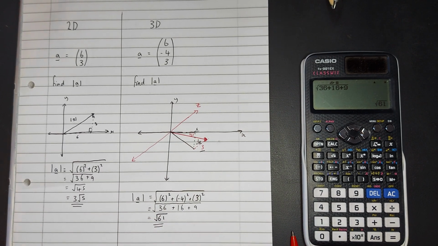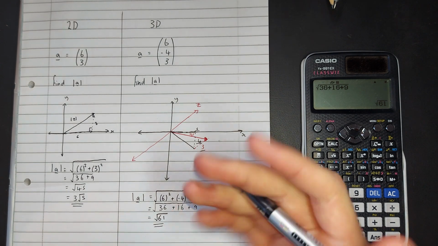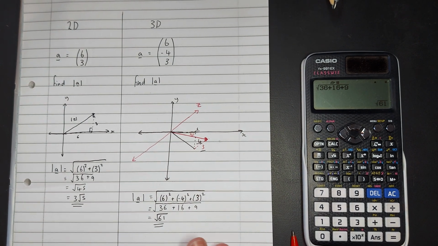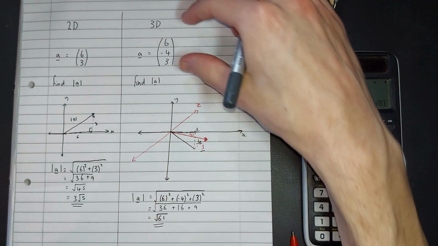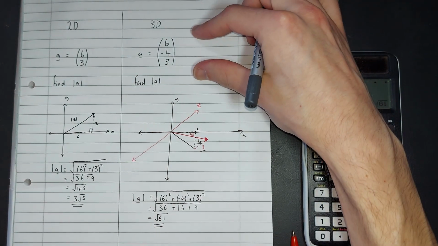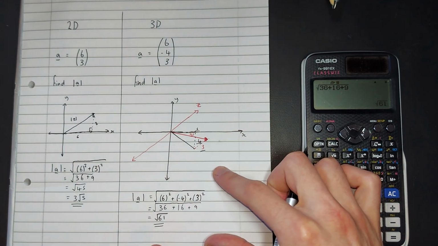Okay, and that is your magnitude of a 3D vector. So it's exactly the same process. I did this just so you can visualize what's going on, but really you can go straight from this to your calculation and work it out in one step.